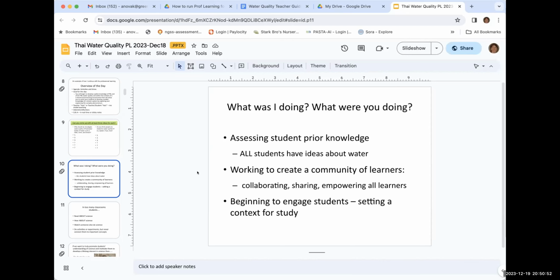So if I have large classes, I might have students chat in groups to share what they think about these questions, what they know about water. I'm trying to set the context that I'm going to assist every single one of my students to view themselves in the unit. So I'm beginning to set this context.